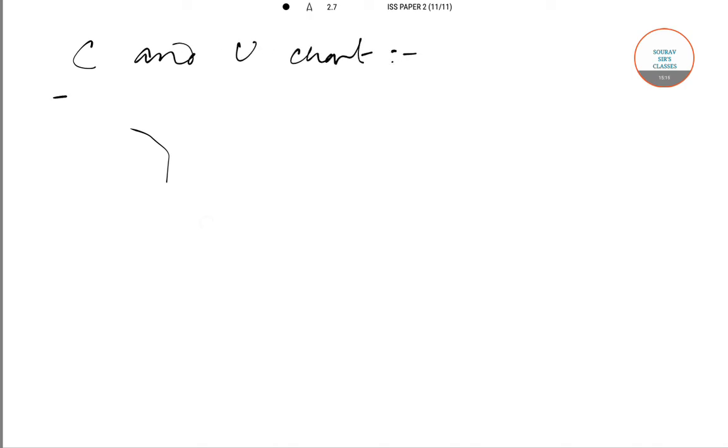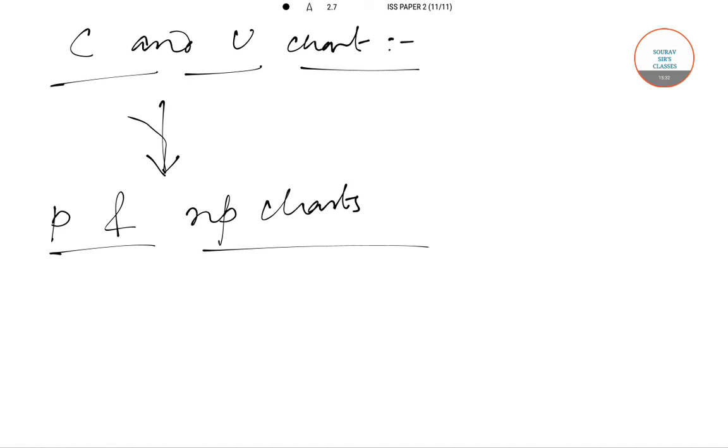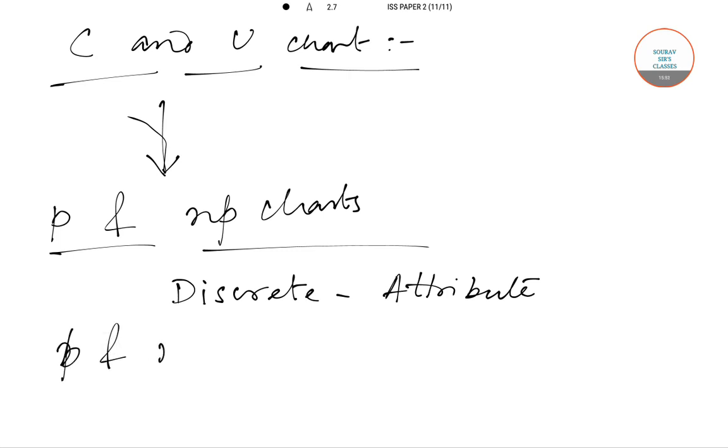What is C and U chart? Before discussing C and U chart, I need to tell you about P and NP charts. Then it will be easier for you. P and NP charts are for discrete attribute data. P charts and NP charts are ideal for this kind of data.